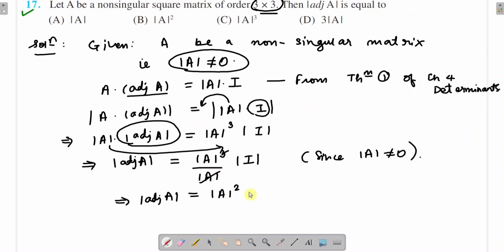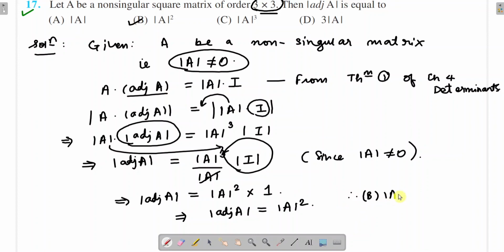Determinant of A square times, what is the determinant of identity matrix? It is 1. So now we get determinant of adjoint of A is equal to determinant of A square. That means the correct option is option B here. Therefore B, determinant of A square, is the correct answer.